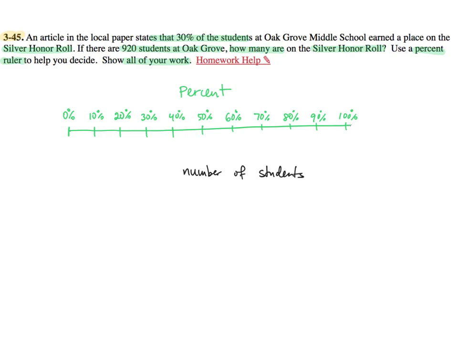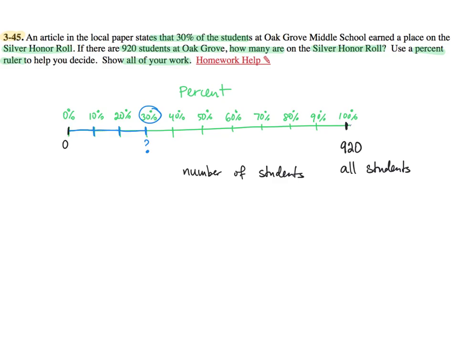Now the total is at the end where the 100% is. So the total is 920 students. So that represents all of them, all students, or the whole number. Now we're being asked to find at 30%. So the Silver Honor Roll, so the first 30%. So 1, 2, the first 3 parts counting. So the 30% is our missing piece for the student. And in the beginning, I need to write, well, this is 0 students.